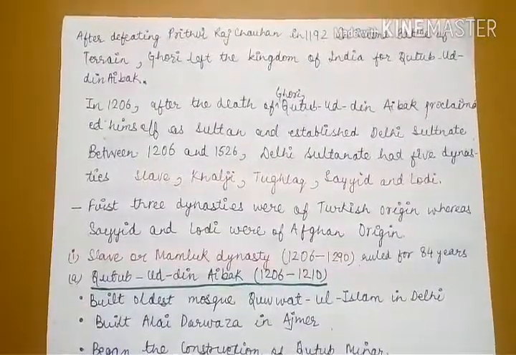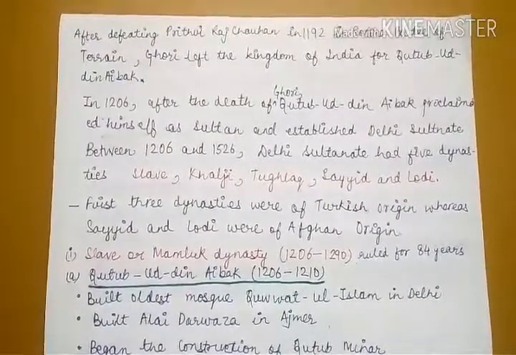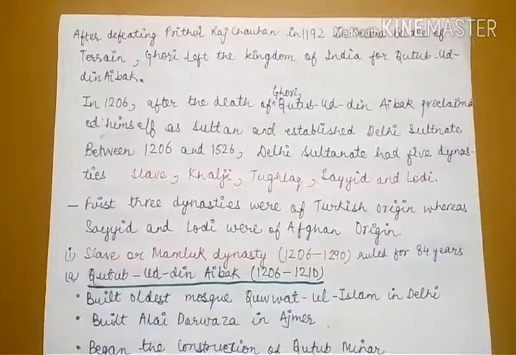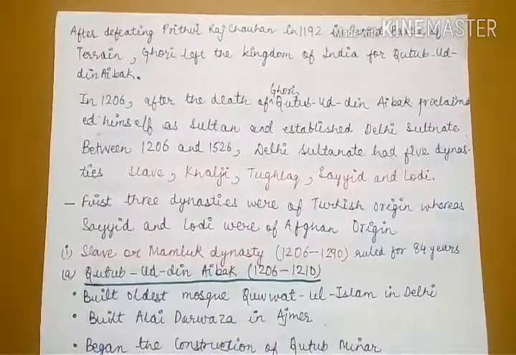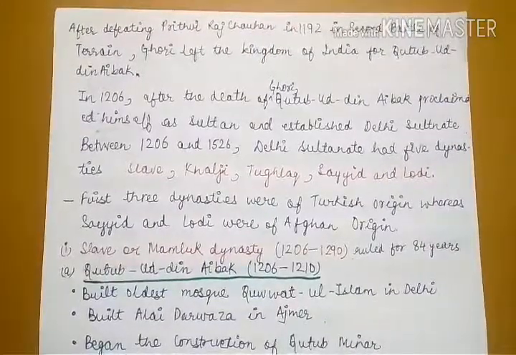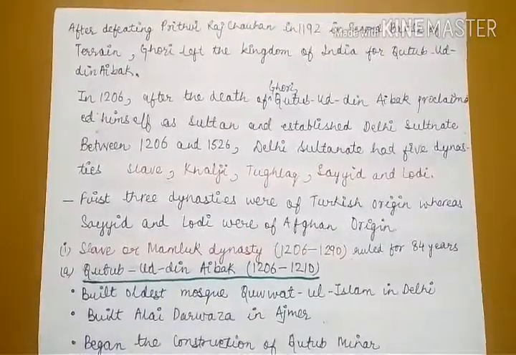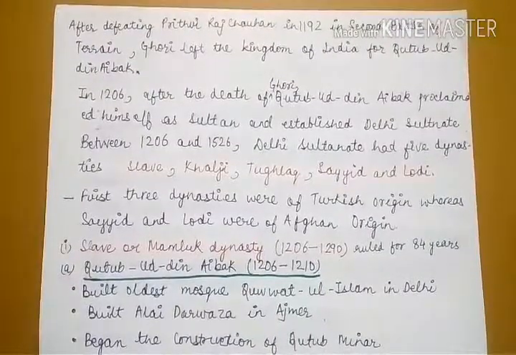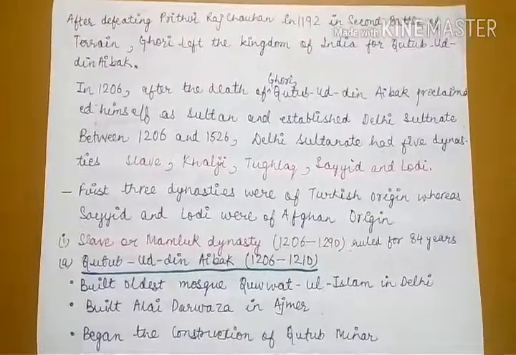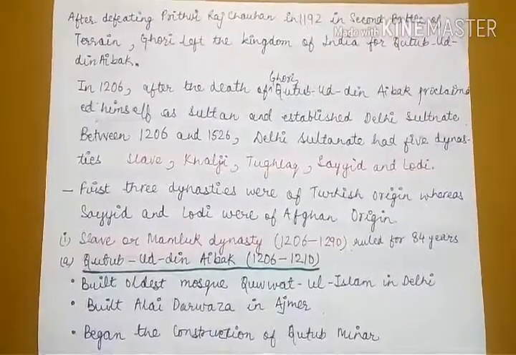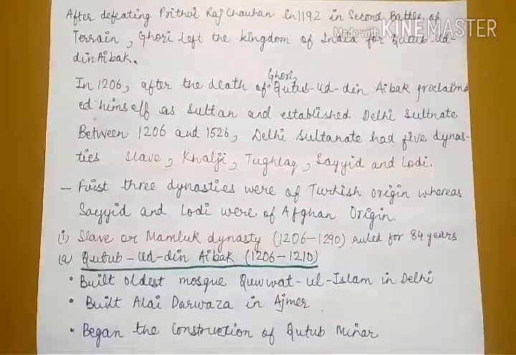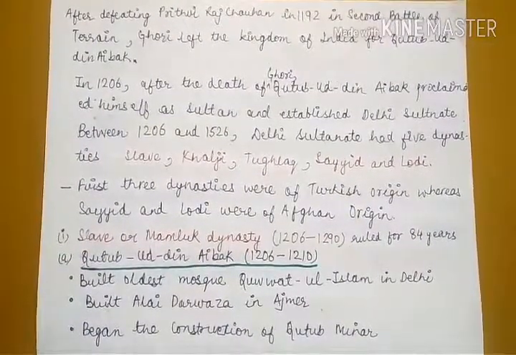So let's start. In 1192, after defeating Prithviraj Chauhan in the second battle of Tarain, Ghori left the kingdom in the hands of his slave Qutbuddin Aibak. Qutbuddin Aibak ruled the kingdom. In 1206, when Ghori died, Qutbuddin Aibak proclaimed himself Sultan and established the Delhi Sultanate. So 1206 to 1526 was the period.